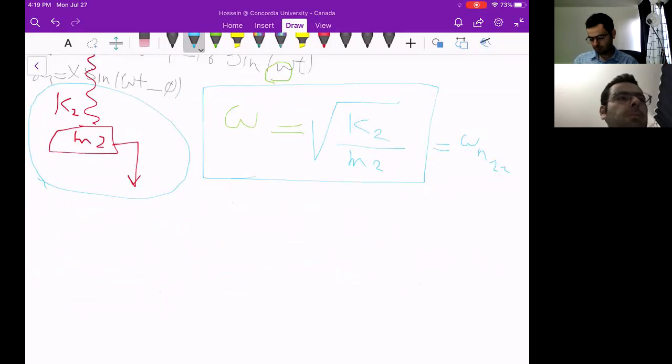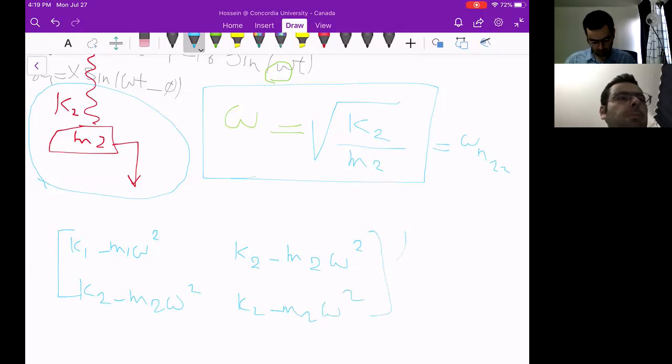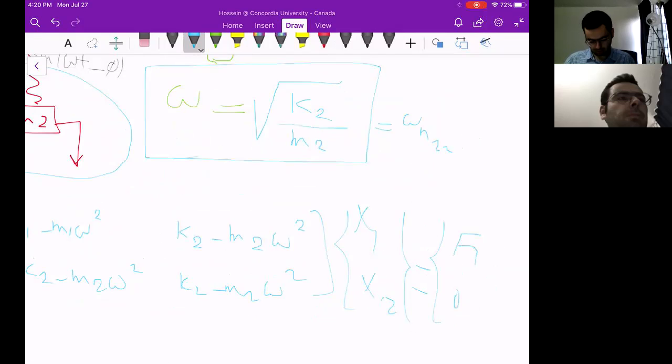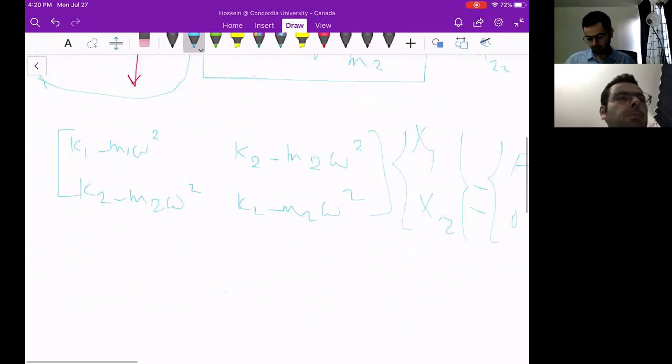And so if you solve this, if you derive these two equations of motion, then you will basically have K1 minus M1 omega squared, K2, M2 omega squared, K2 minus M2 omega squared, K2 minus M2 omega squared, amplitude x1, amplitude x2, which is equal to F naught.